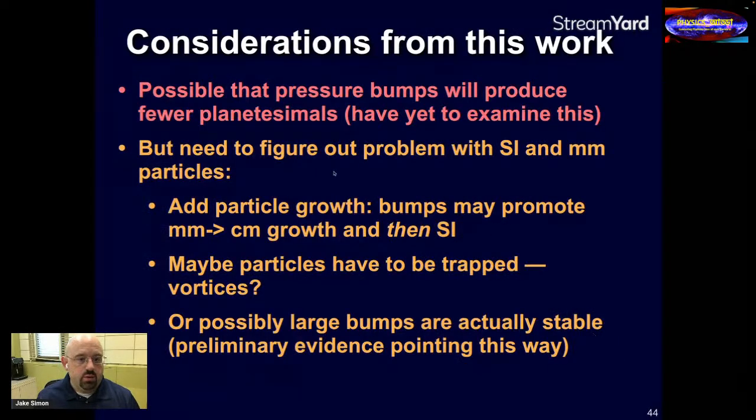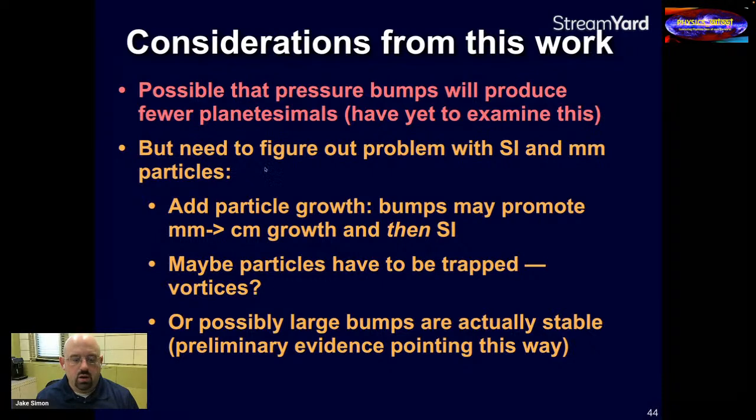So it's possible that these pressure bumps will actually produce fewer planetesimals. Like I showed in the movie before, you only saw a few forming. That's partially because it was a lower resolution simulation. If we did higher resolution, it's possible that these pressure bumps, sorry, I keep saying planetesimals when I mean pressure bumps, produce fewer planetesimals, we might then solve that planetesimal efficiency issue. But there are other things that we want to figure out.